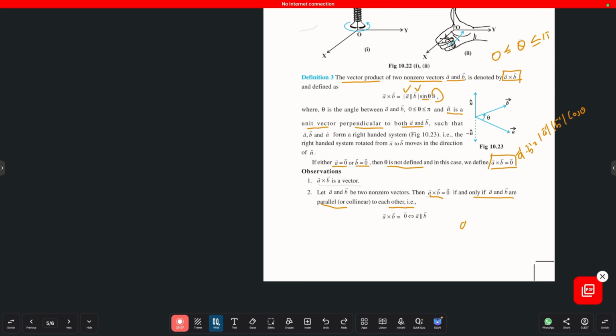And whenever A dot B was 0, what can you say about this? If A dot B is 0, then what are the vectors A and B? They are perpendicular to each other. And if A cross B is 0, then they are parallel to each other. Just see these observations.